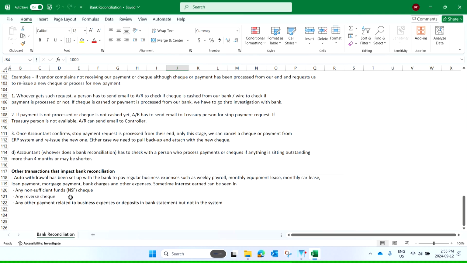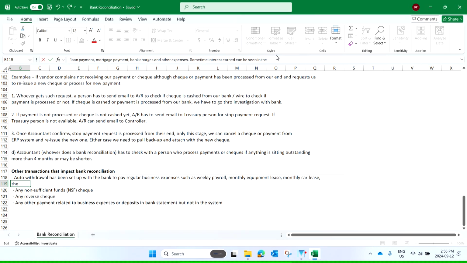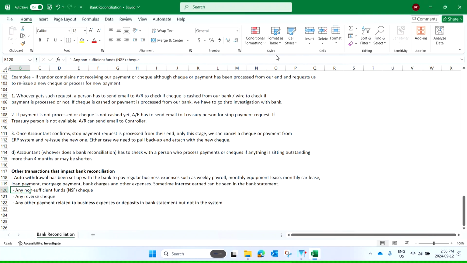Also, there could be a mortgage payment, bank charges, other expenses, or sometimes you can see some interest in the bank statement, right? Those you need to book in your system. Another thing is any NSF check: you sent the check for deposit, but your customer did not have enough money, so the check got NSF, or any reversed check. So any other business-related expenses that are withdrawn directly from there.